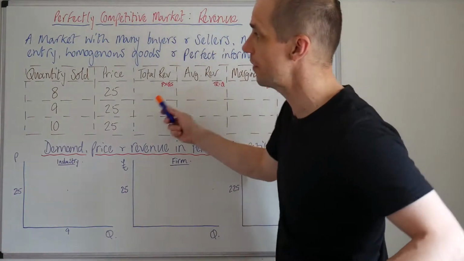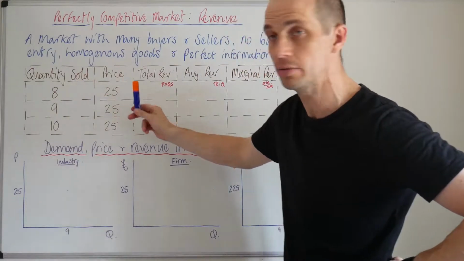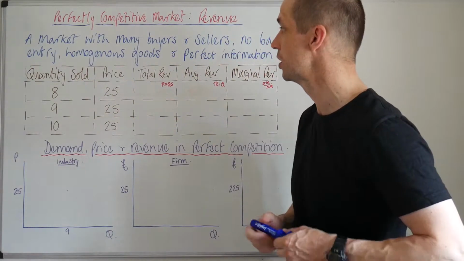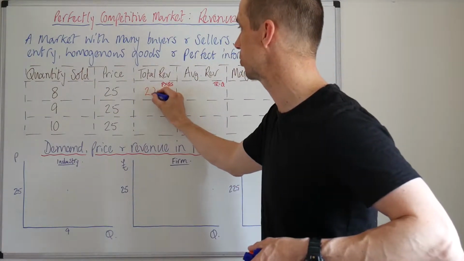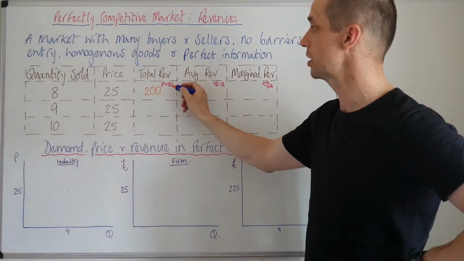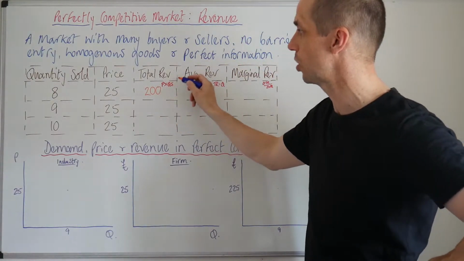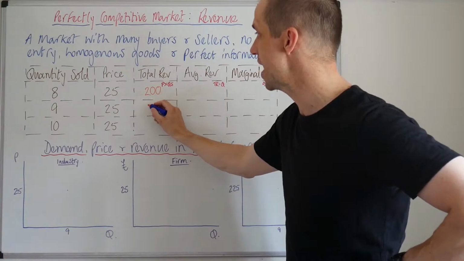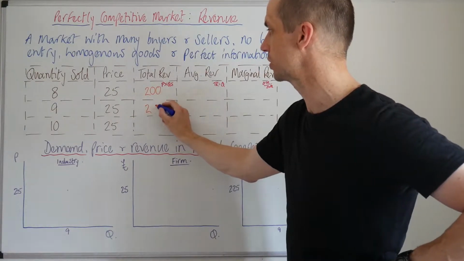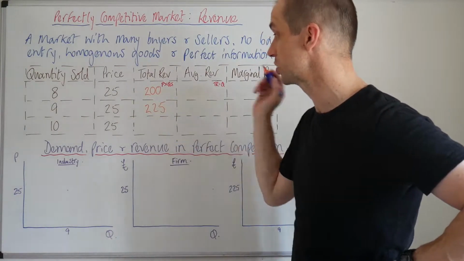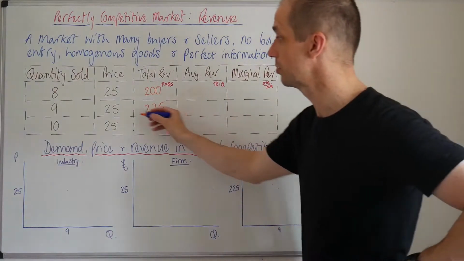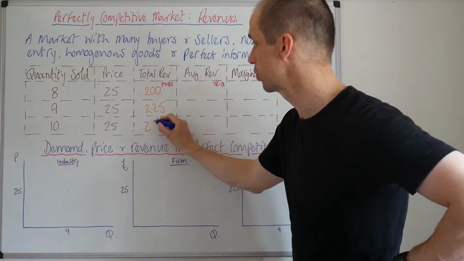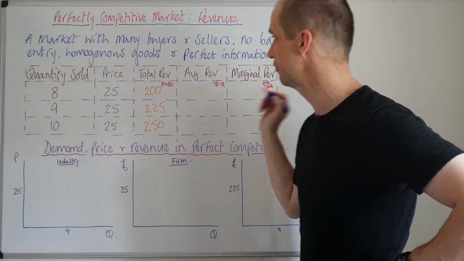So total revenue is simply your quantity sold multiplied by your price. So as we do that, we can see that we then reach 200. You can see I'll put price times quantity sold here. For our next level, where we've got 9 being sold, well, we've got 225 there. And then when it comes to 10 times 25, of course, we've got 250.